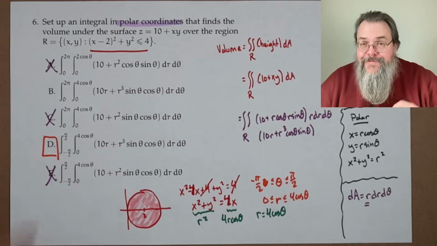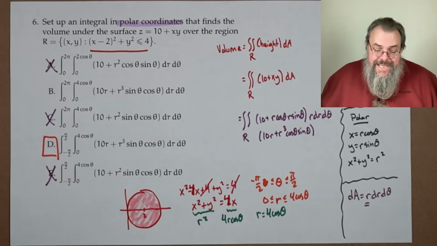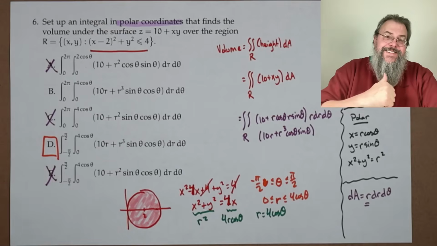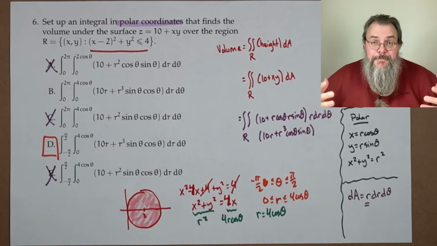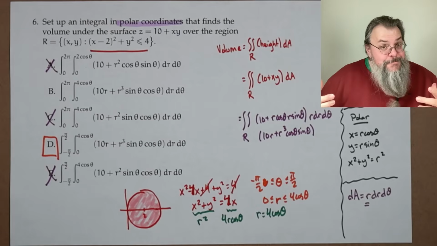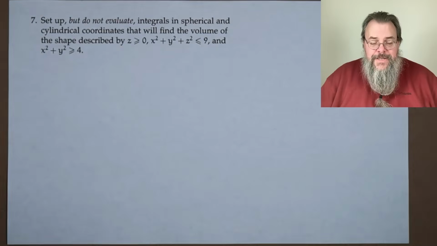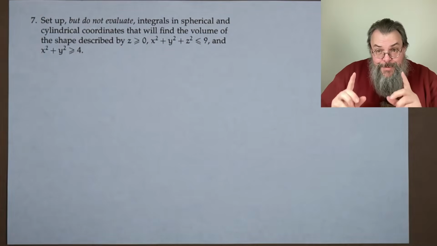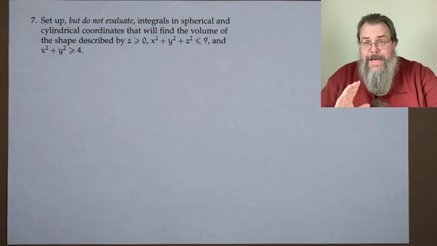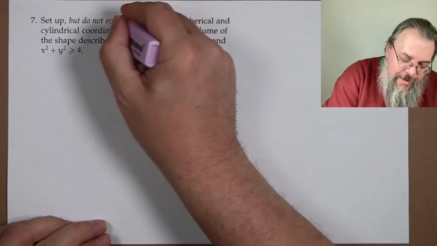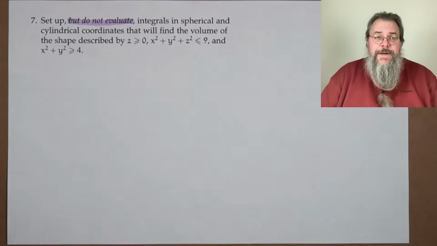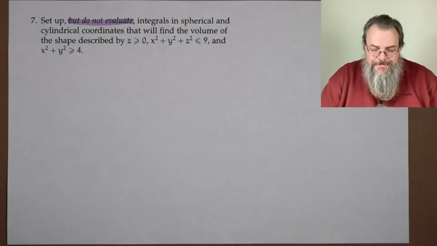So anyways, there we go. It was D. Woohoo! Nice! All right, well, that was a fun set of multiple choice. But maybe we should do something else. Set up, but do not evaluate. And I have to tell you that when it comes to a Calc 3 exam, any exam, but do not evaluate, those are the prettiest words.